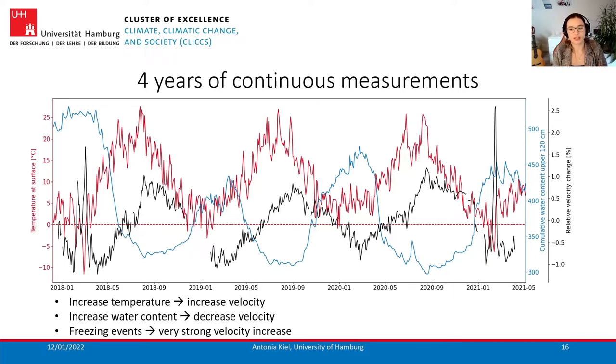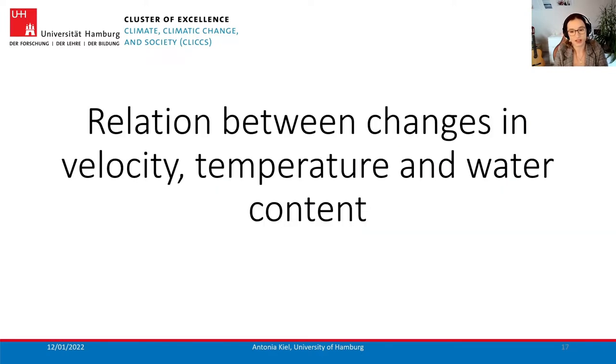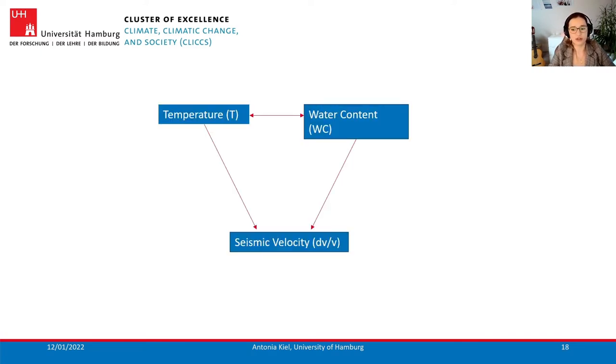So we now know that temperature and water content both influence the seismic velocity. So we now have to understand the relation between these three parameters to get the seismic velocity to represent only the water content without including any temperature effects. So this is what we're going to talk about now, the relation between changes in seismic velocity, temperature, and water content. And first of all, I briefly want to explain why temperature and water content even change the seismic velocity, and this might be helpful to get a better intuition of what really happens in the soil.